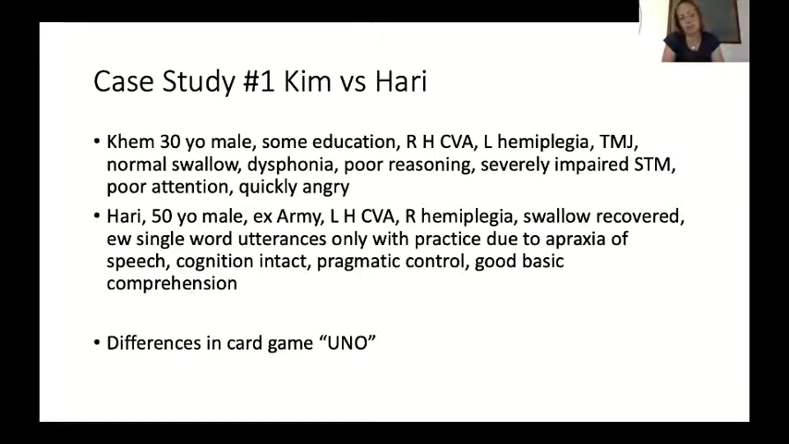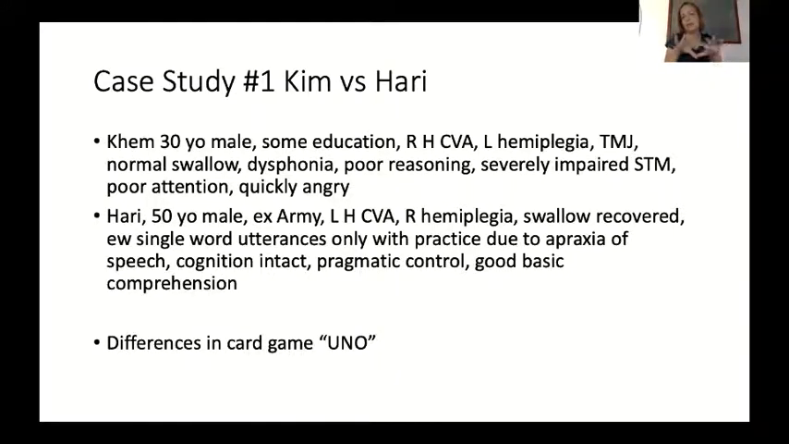And then on the other side was Hari, who's 50 years old, classic left hemisphere stroke. Swallowing became normal. He could do a few single word utterances. Sorry for my spelling mistakes in here, I was typing right before it started. Very severe apraxia of speech, but good cognition, pragmatics, and good interactions.